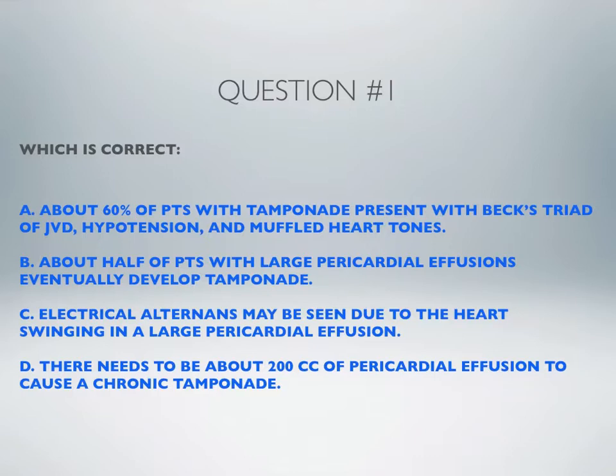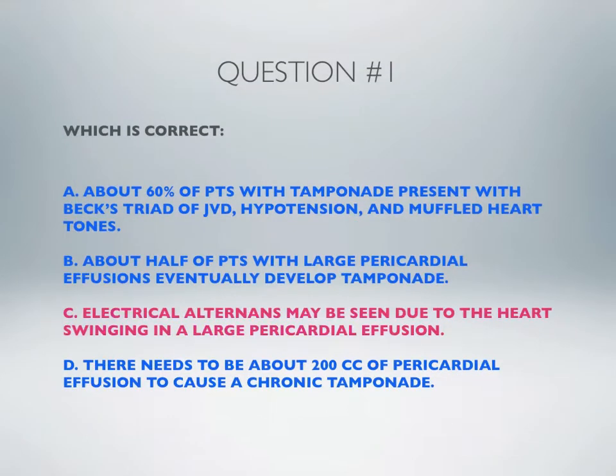And now we're going to go over the correct answer. The correct answer is C. Electrical alternans may be seen due to the heart swinging in a large pericardial effusion. The electrical alternans can not only be seen on an EKG, but oftentimes on the telemetry monitor at the bedside.